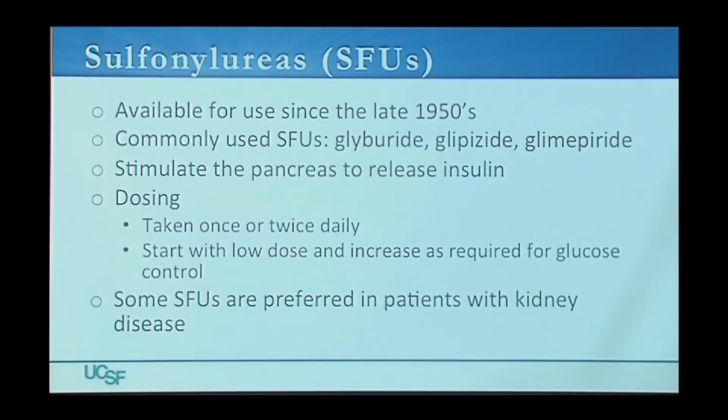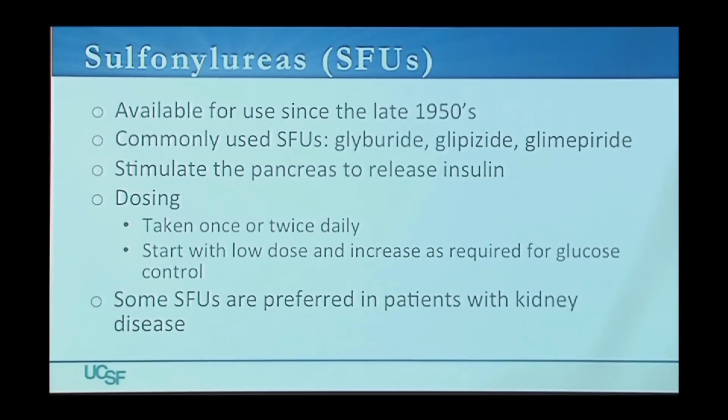So the first group of the family of medicines that I'll talk about are the sulfonylureas. And in my slides, you'll see the word SFU. So we've had the sulfonylureas since the late 1950s, and these are very effective medications. Some common names that you may have heard are glyburide, glipizide, glimepiride. Outside the US, the glyburide is called glibenclamide, so you may see that. And their mechanism of action is to stimulate the pancreas to release more insulin.